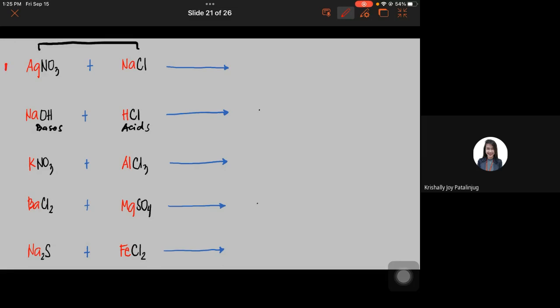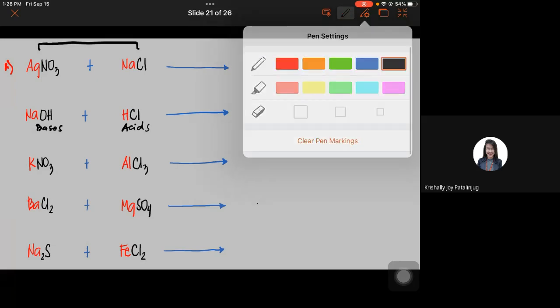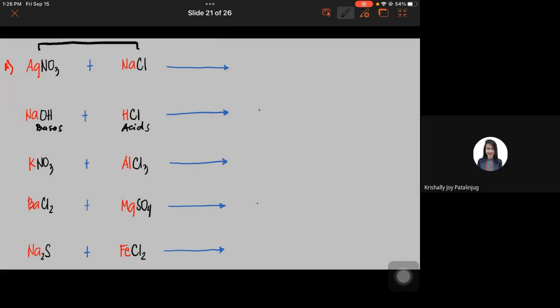So let's have number one. You have the chemical substance silver nitrate reacted with sodium chloride. Now, in this first reactant, silver nitrate, it's very obvious that silver is a metal. So that is the cation portion of the compound silver nitrate. Then the nitrate ion is the anion portion. Then for sodium chloride, sodium is the cation, then chloride is the anion.